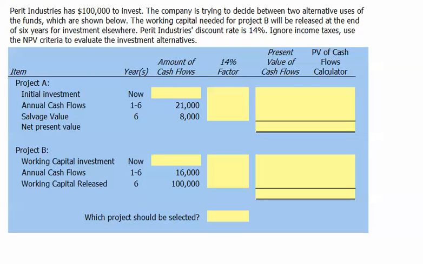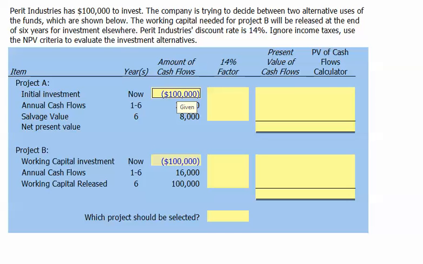Parrot Industries has $100,000 to invest. The company is trying to decide between two alternative uses of the funds, which are shown below. The working capital needed for Project B will be released at the end of 6 years for investment elsewhere. Parrot Industries' discount rate is 14%. Ignoring income taxes, use the net present value criteria to evaluate the investment alternatives.